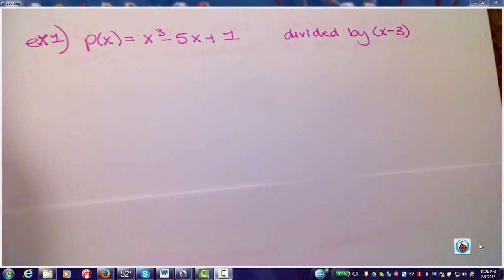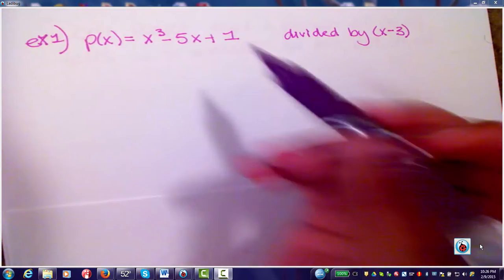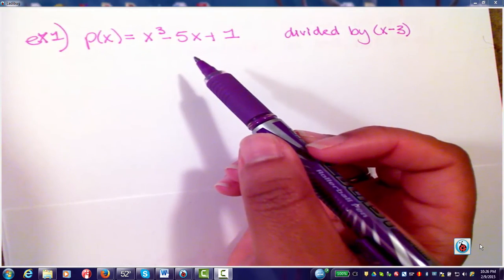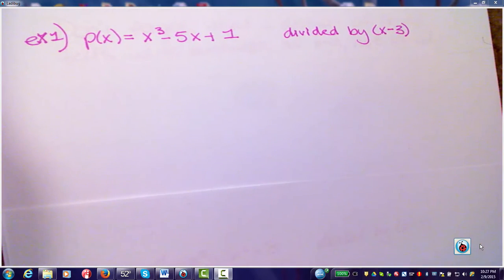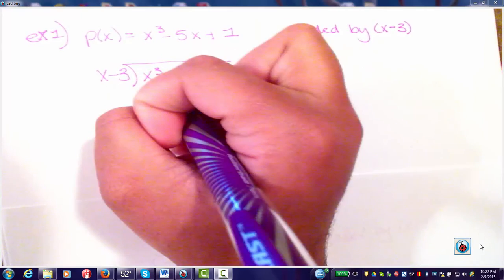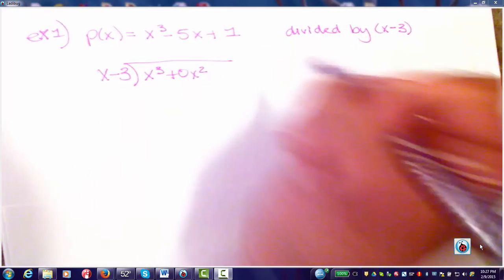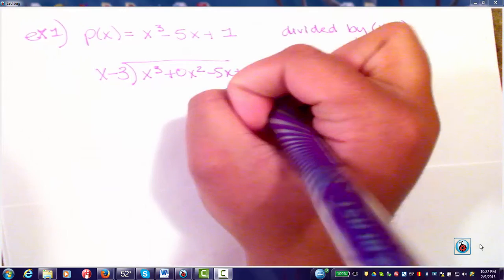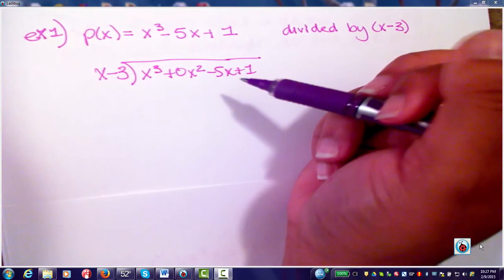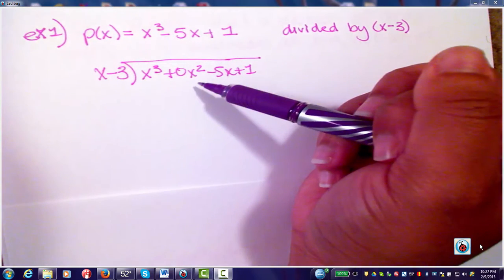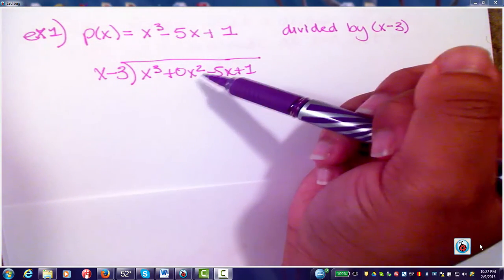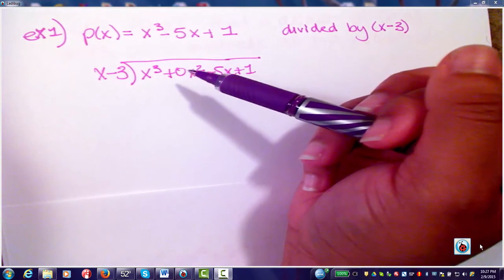Alright, so example 1. x cubed minus 5x plus 1 divided by x minus 3. So we could do this the regular long division way. Okay, so I'm going to set it up to do long division. I put in a placeholder because we don't have an x squared term, so I put plus 0x squared. So now we just do regular long division.